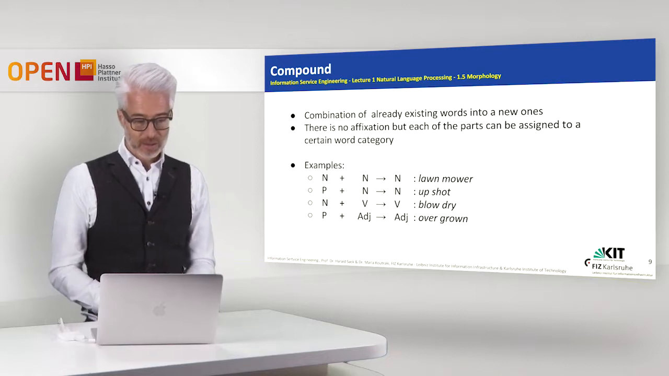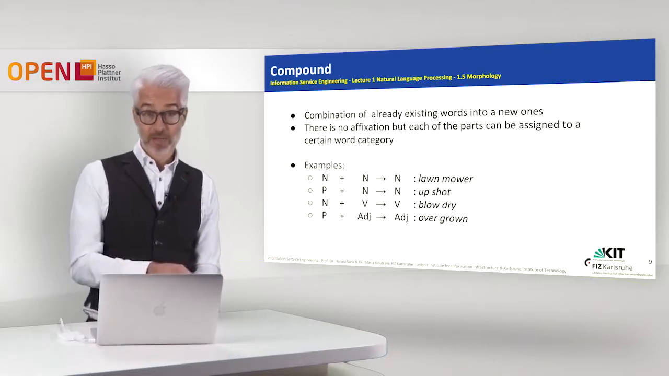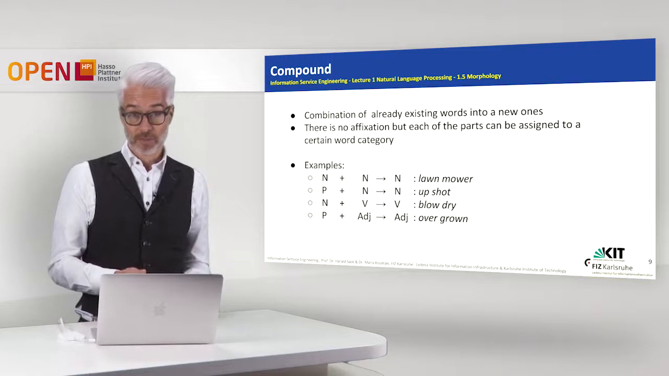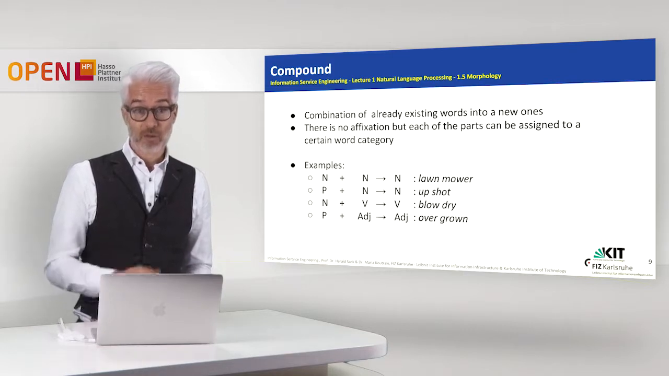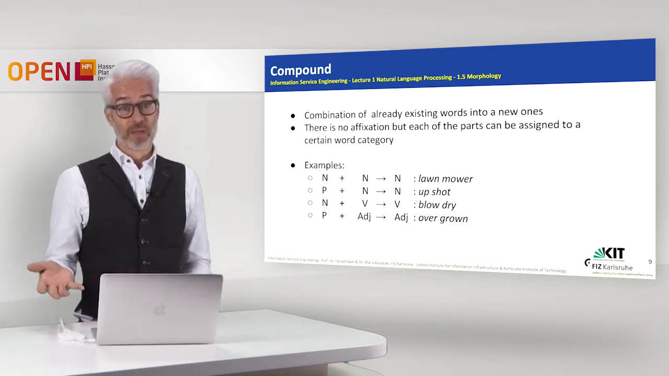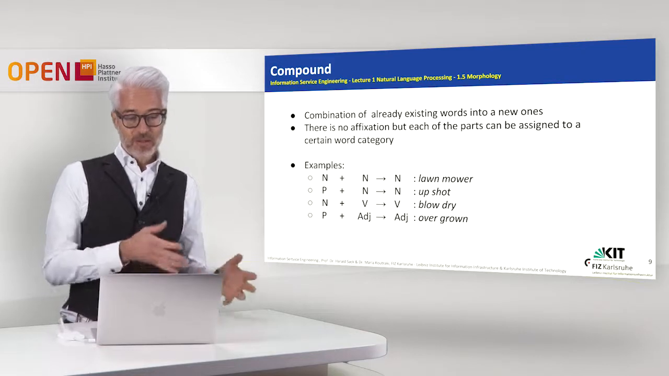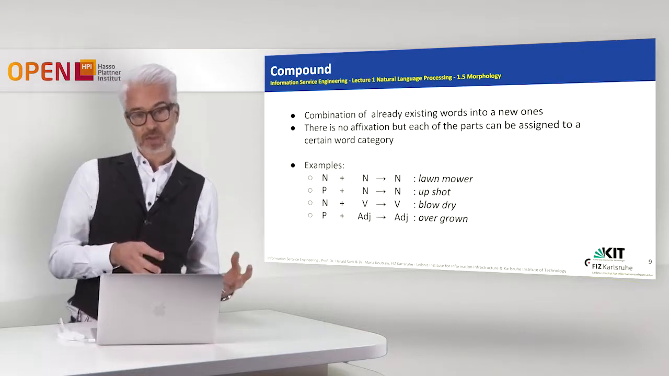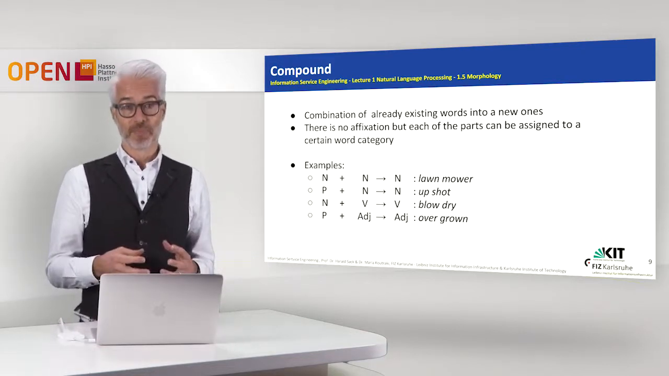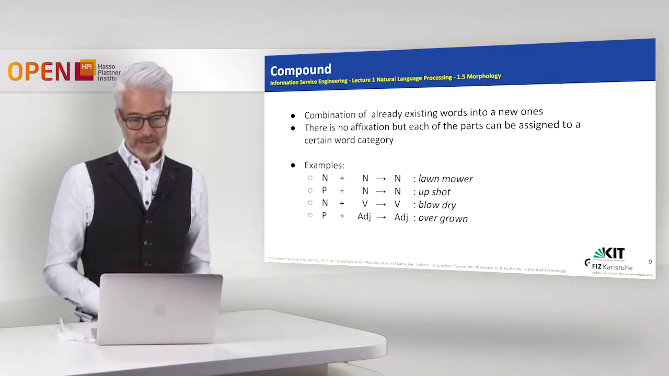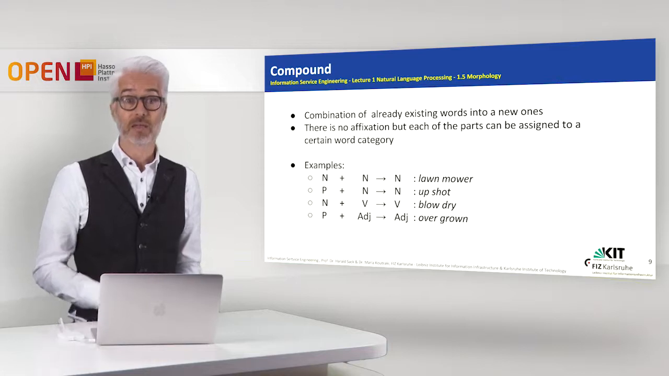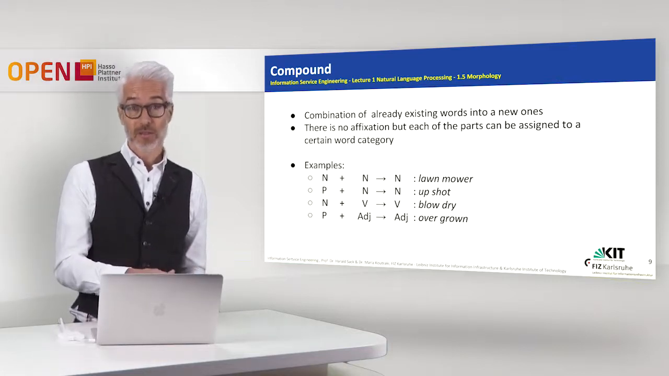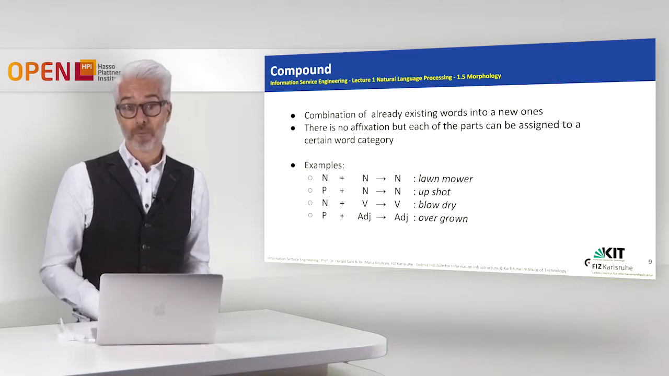Or the second one, there we have a preposition and a noun. We have up and shot, and together it's upshot. And the next one, blow and dry, becomes blow dry. Over and grown becomes overgrown. And you see here, putting together two specific categories, the words become a new category. So putting two nouns together, as in the sense of lawnmower, the resulting thing again is a noun. Putting a preposition and a noun together probably results into a noun.